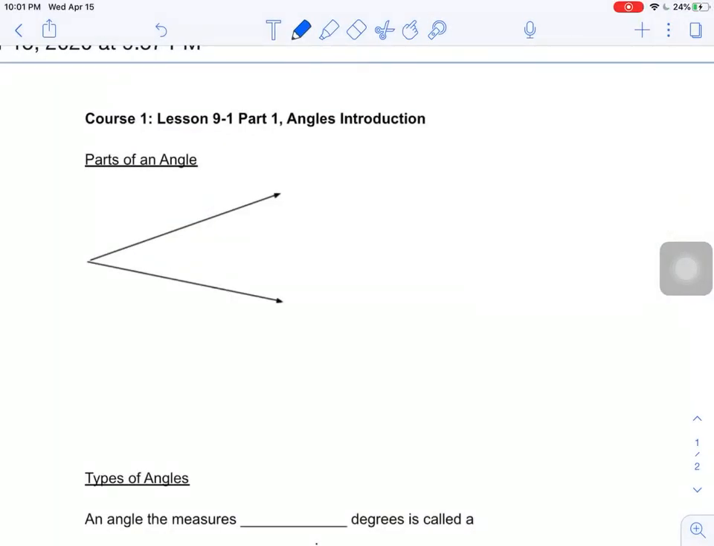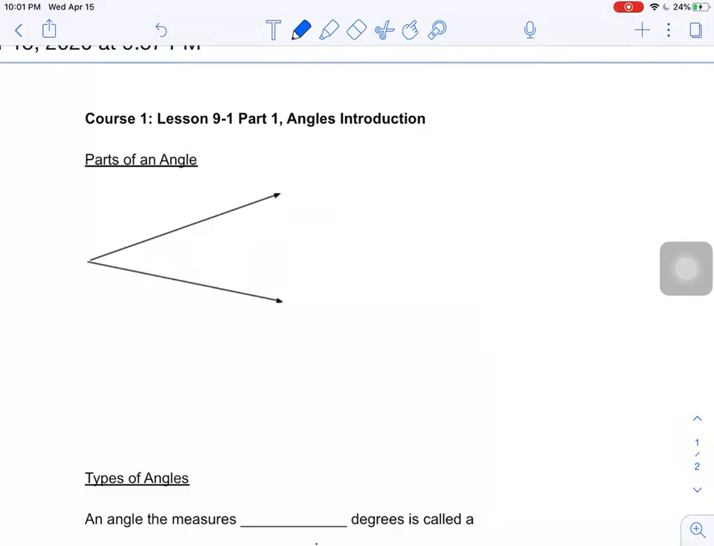Our next unit is going to be a unit that deals with angles. So today's lesson is designed to be a quick introduction to some very basic things that you should know about an angle that is going to come up with a lot of the other lessons that we're going to do as we track through the chapter and learn more about angles and things you can do with angles.